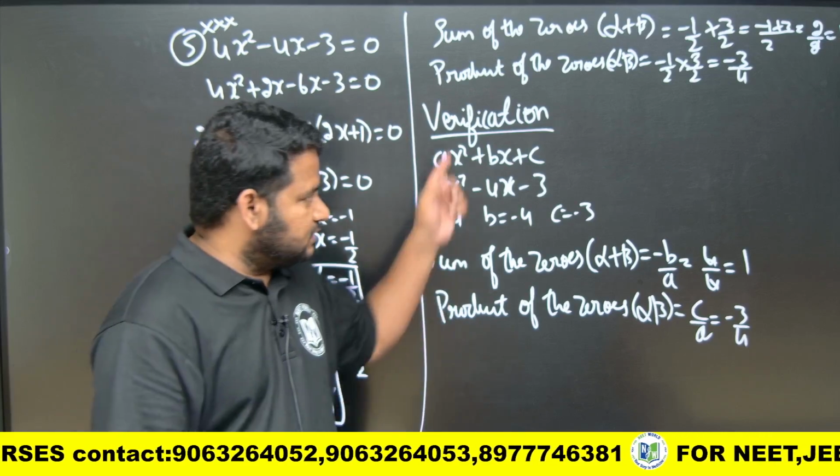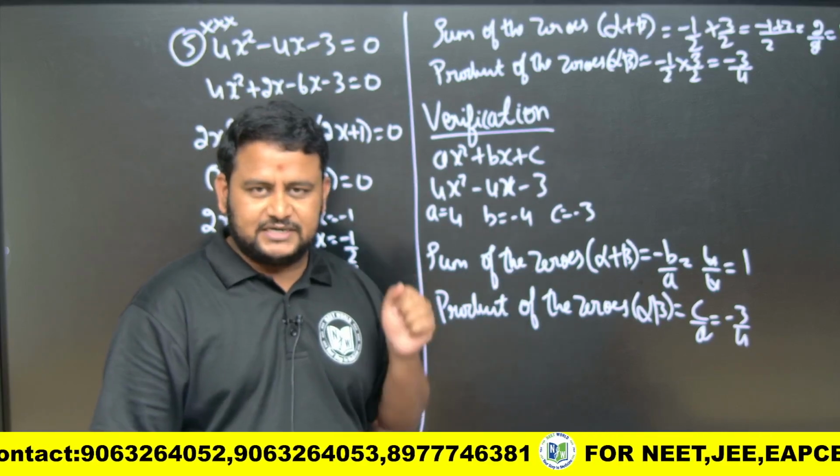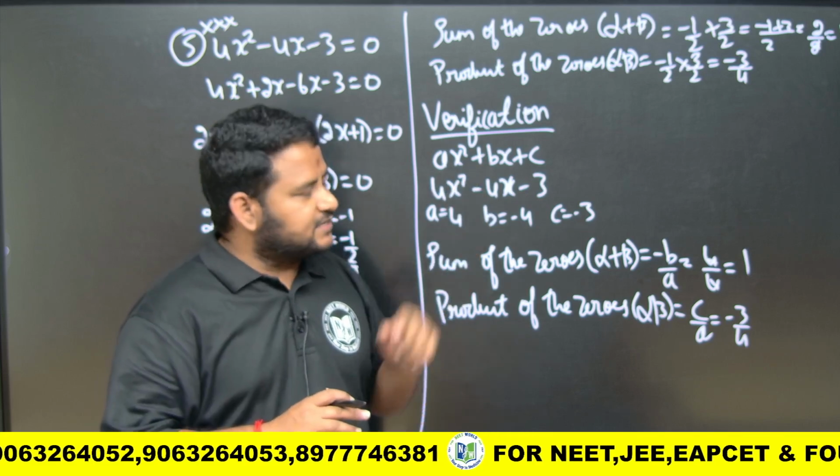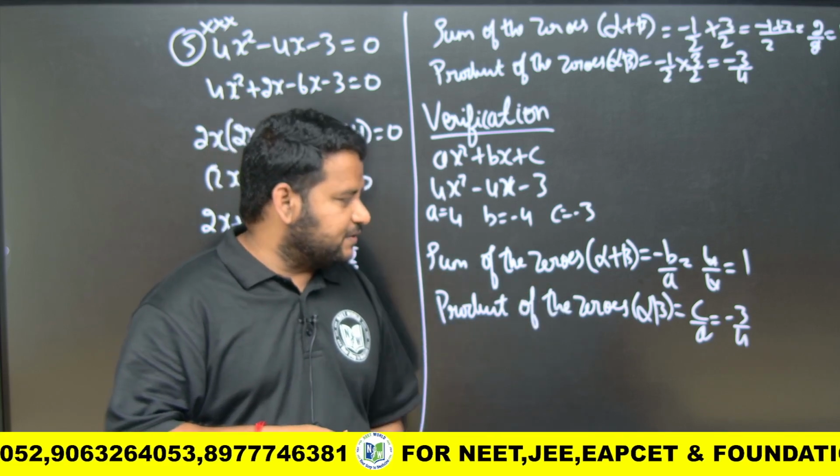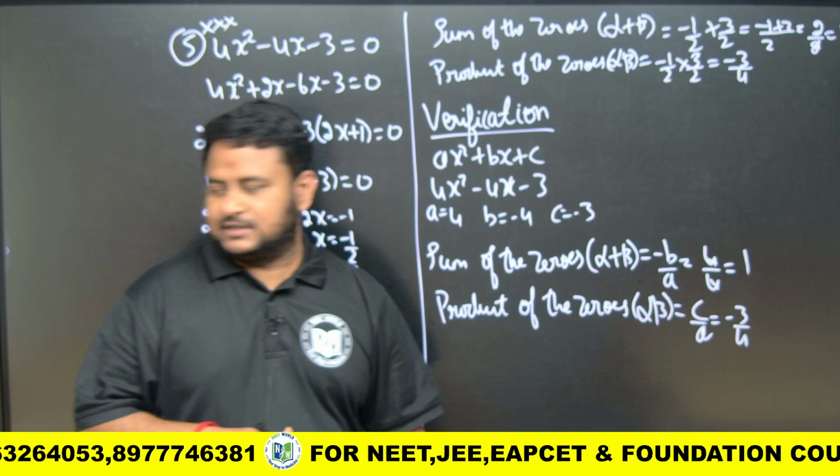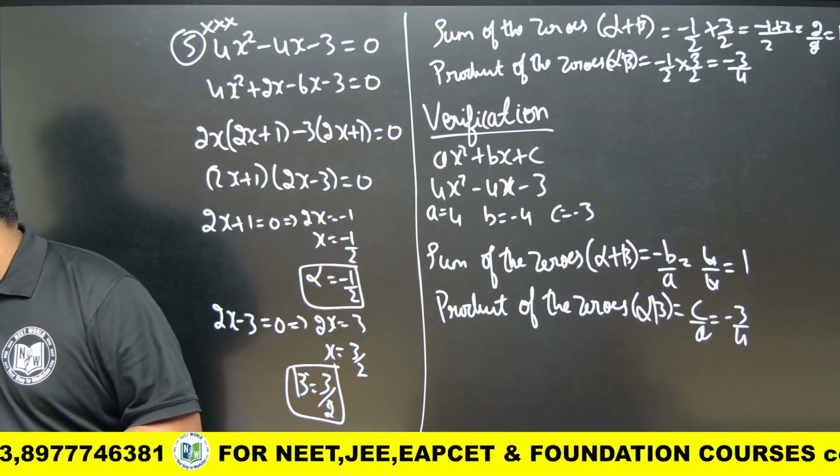Sum of the zeros, direct method it is 1, and formula method it is 1. Product of the zeros, direct method is minus 3 by 4, and by formula method it is minus 3 by 4. Okay, got it? So we have verified and we have got this question.